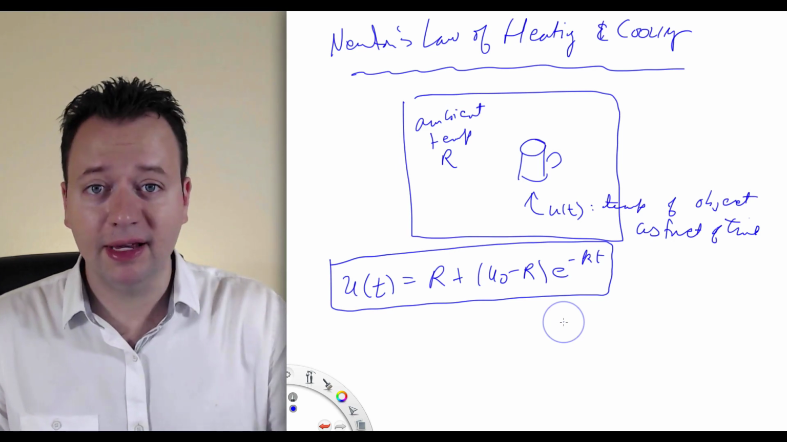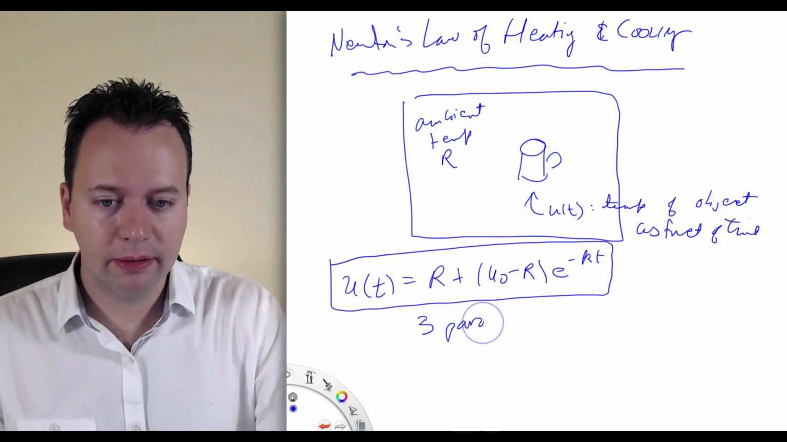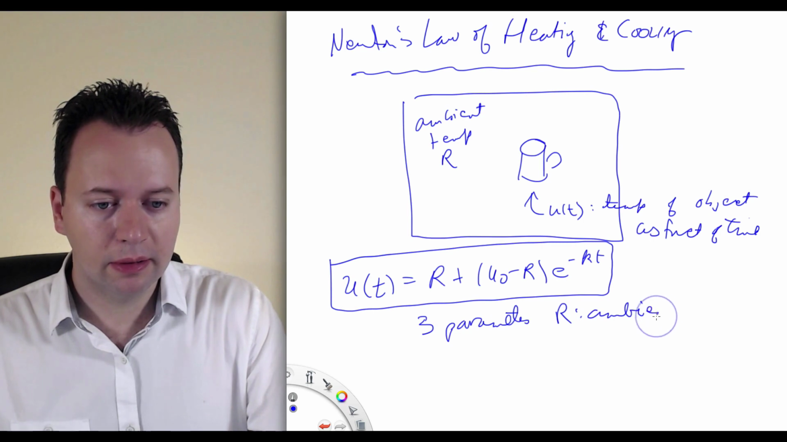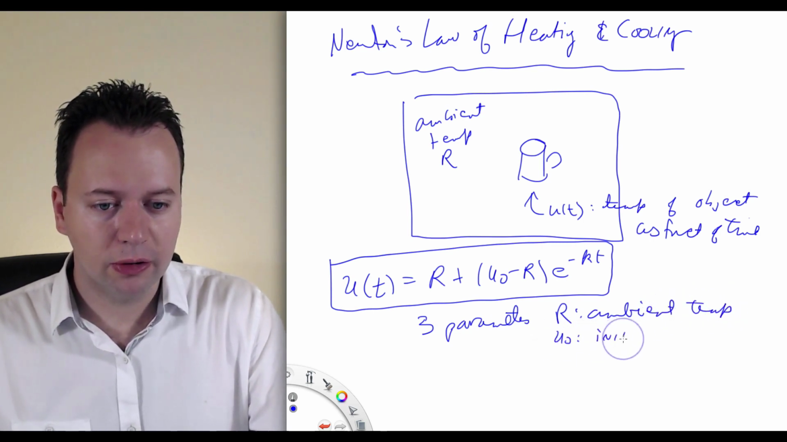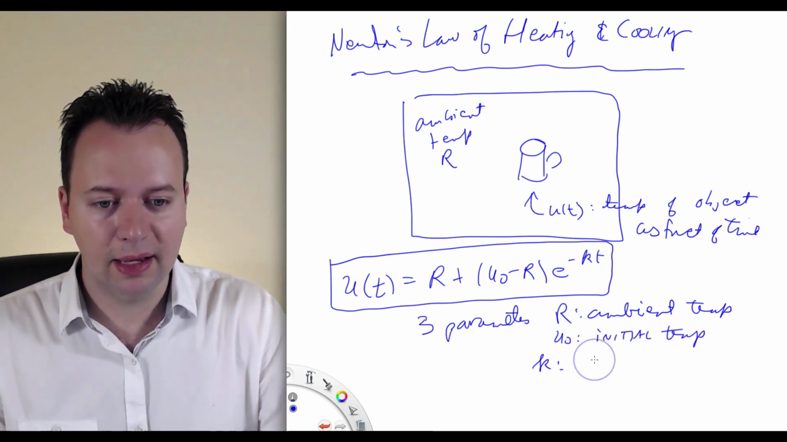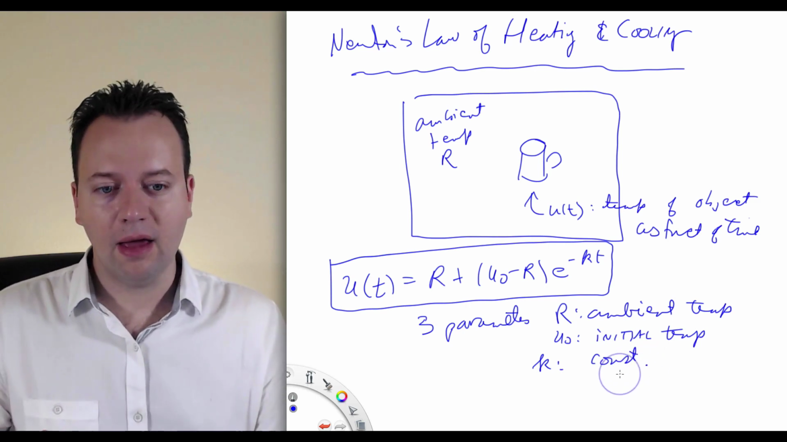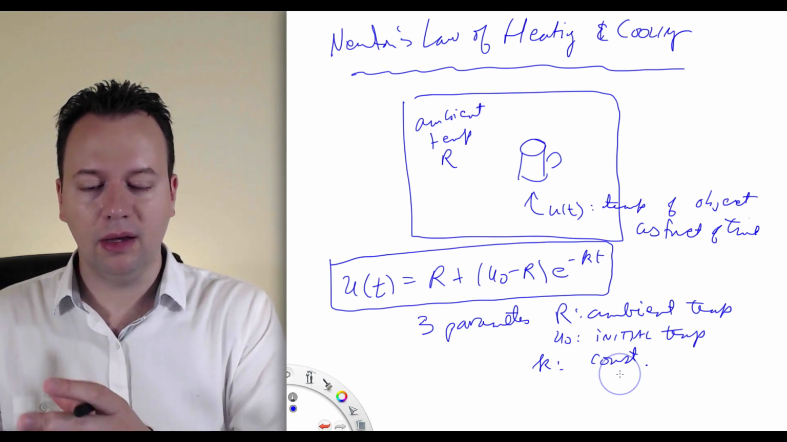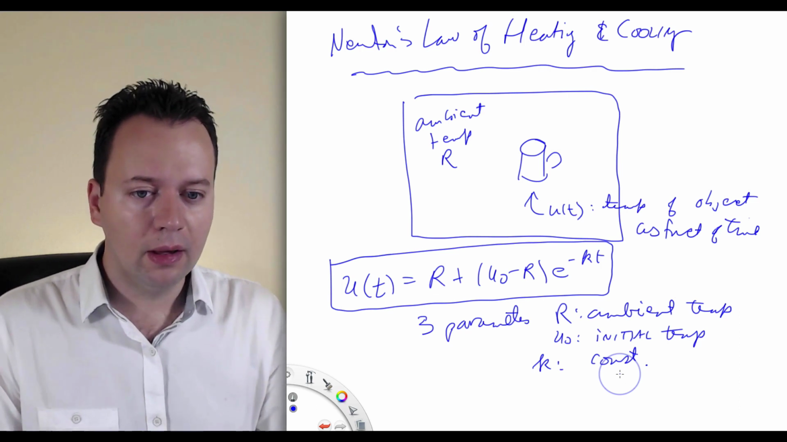So this equation contains three parameters. So R, which is the ambient temperature, U0, which is the initial temperature, and then k, which is basically a constant. So the larger the value of k, the quicker the temperature of your object approaches the temperature of the room.